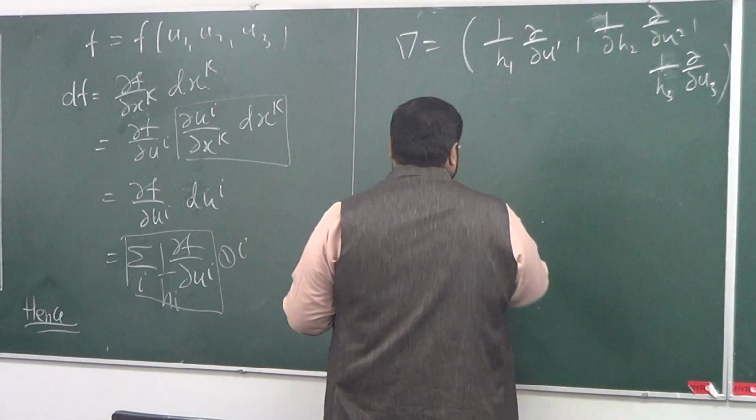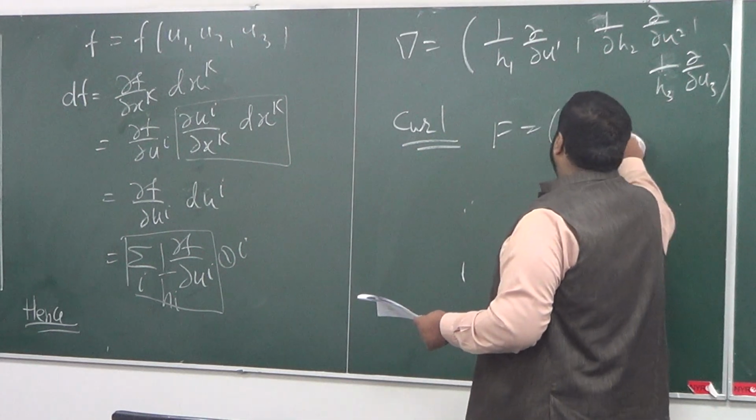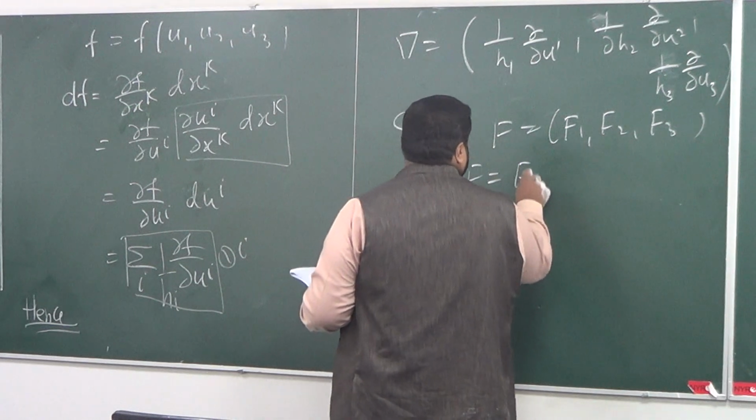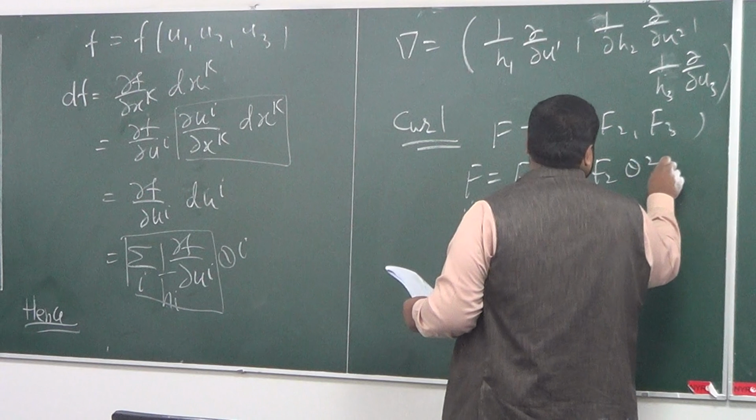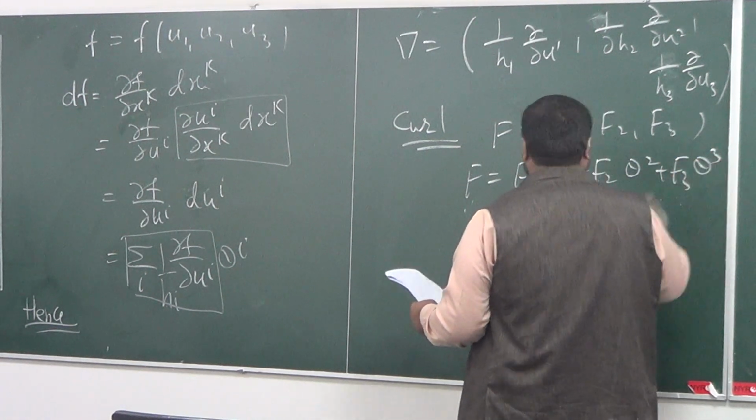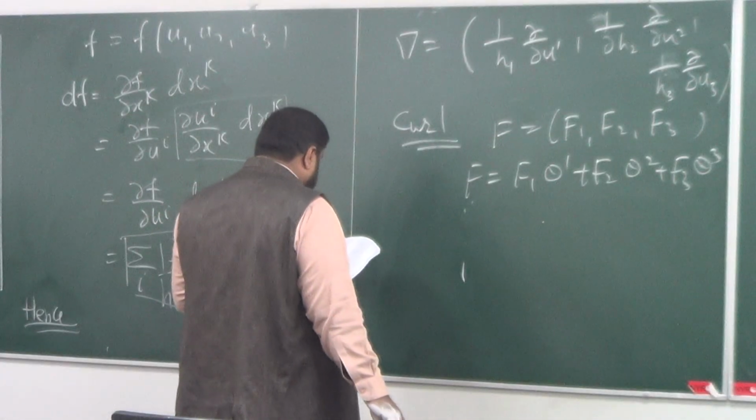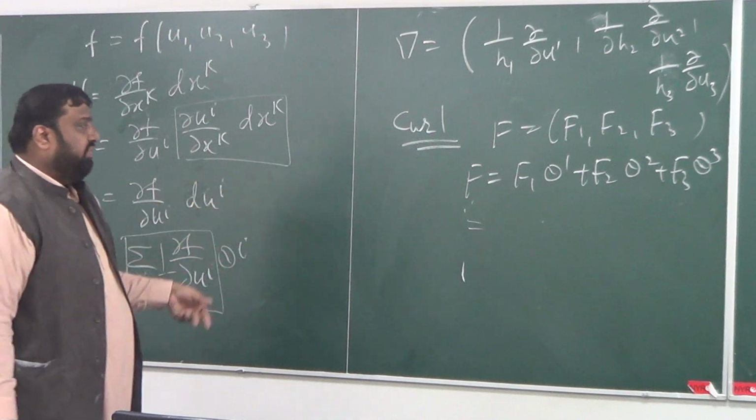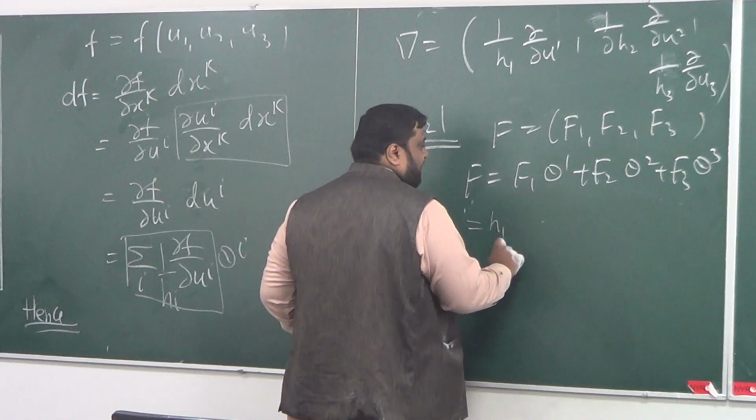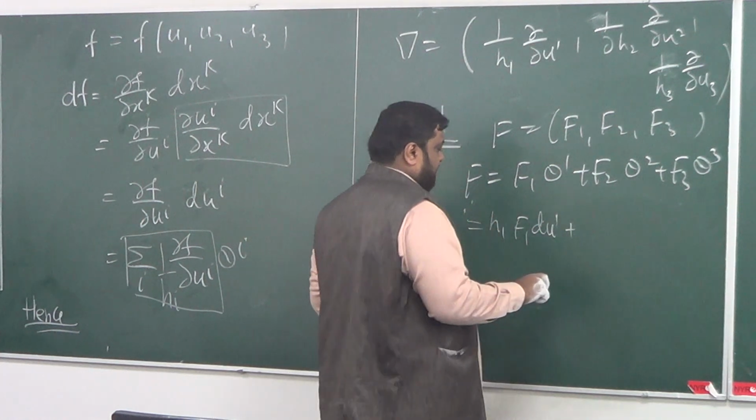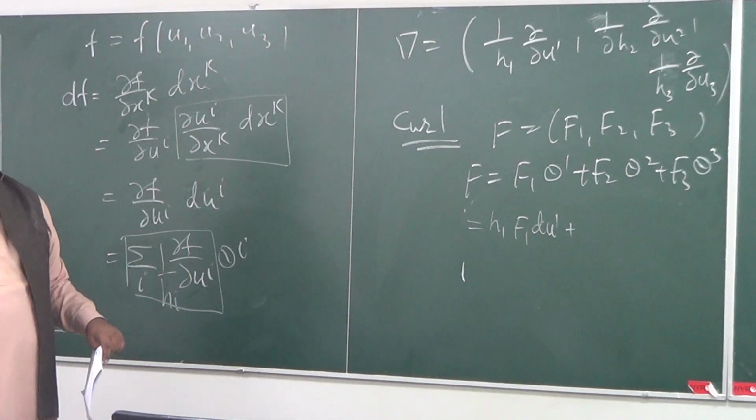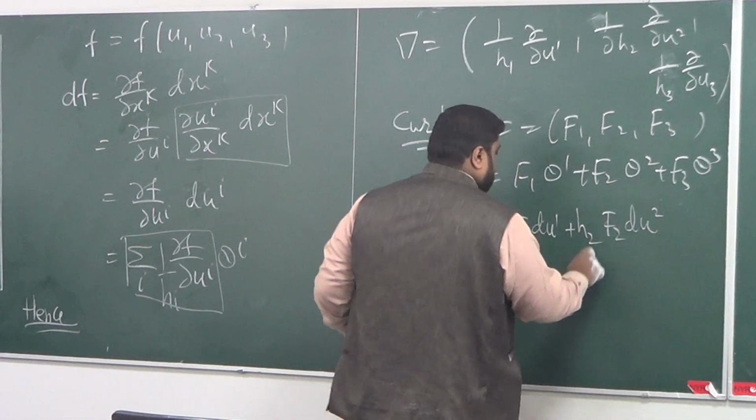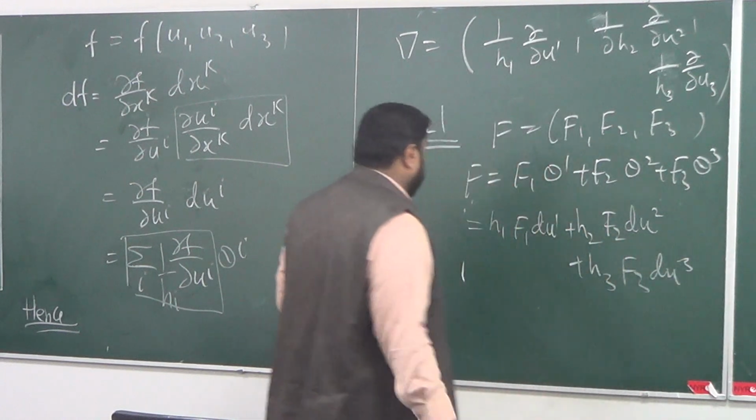So what would be the curl? I know that for curl, I must have a vector field f1, f2, f3, and in form I need to write it as f1 theta 1 plus f2 theta 2 plus f3 theta 3. And if I write it in terms of u coordinates, I need to describe theta 1, theta 2, theta 3 in terms of u's. So it's going to be h1 f1 du1 plus h2 f2 du2 plus h3 f3 du3. Okay, so this is a complete description.